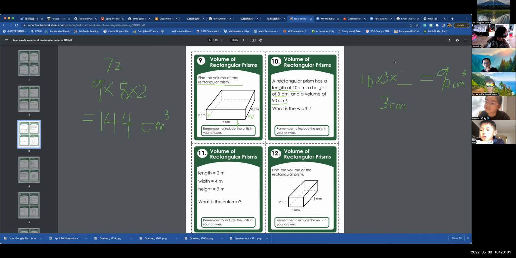Okay. Number 11 is literally the same thing as number 9. You just don't have the picture. 2 times 4 times 9. That's 72. And it's meters, Harry? Cubed. Yes.